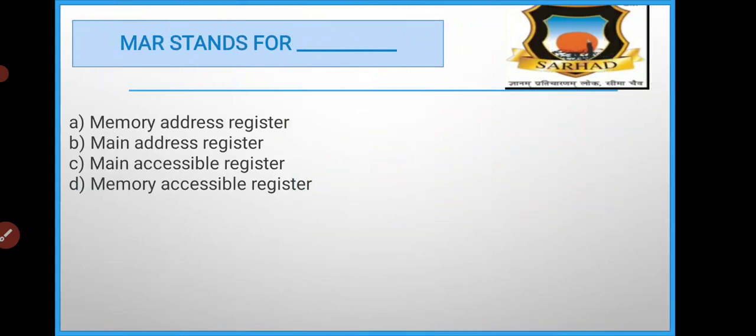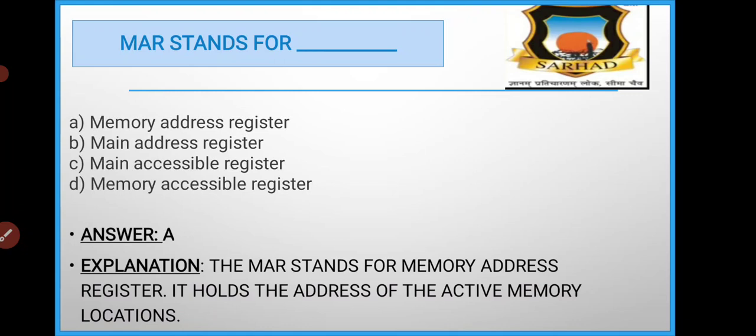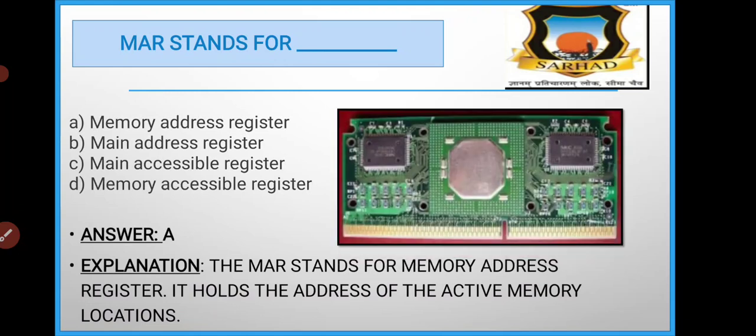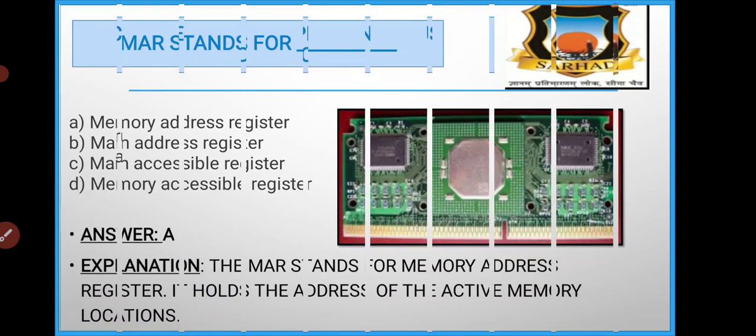Okay, now question number 26. MAR stands for dash dash. Option A, memory address register, option B, main address register, option C, main accessible register, and option D, memory accessible register. So the correct answer is option A, MAR stands for memory address register. Okay, it holds the address of the active memory location. So option A is correct. So this is the image for MAR, which stands for memory address register.